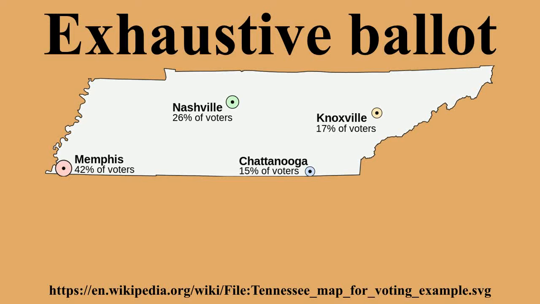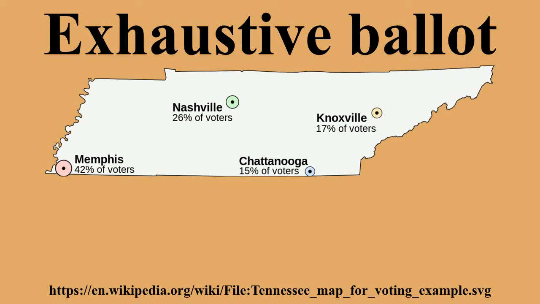The candidates for the capital are Memphis, the state's largest city, with 42% of the voters, but located far from the other cities; Nashville, with 26% of the voters; Knoxville, with 17% of the voters; Chattanooga, with 15% of the voters. Round 1. In the first round of voting the results will be as follows: Memphis, 42%, Nashville, 26%, Knoxville, 17%, Chattanooga, 15%.